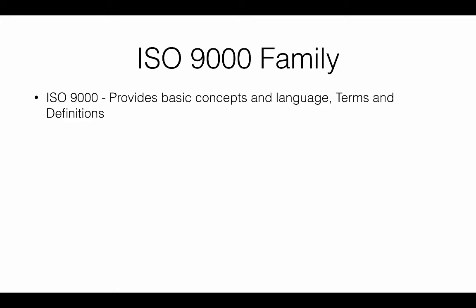So we touched earlier on what the ISO 9000 series of standards are as a whole. Now I would like to go into the individual standards that make up the 9000 family, and how they can be used as an integrated set for maximum effectiveness. ISO 9000 covers the basic concepts and language used in the standard by providing the terms and definitions found throughout the standard.